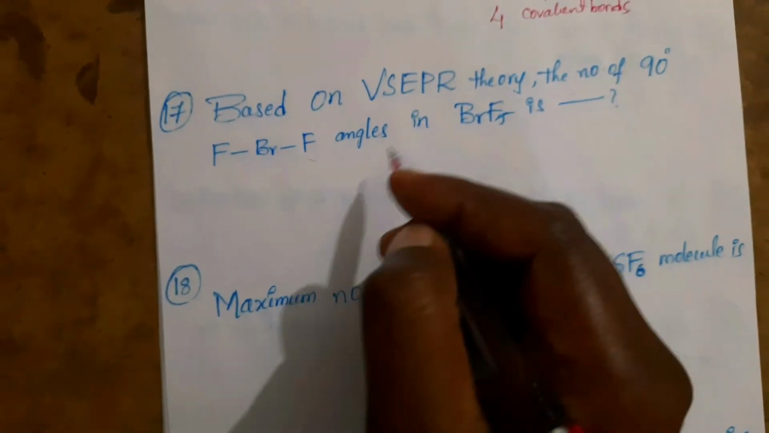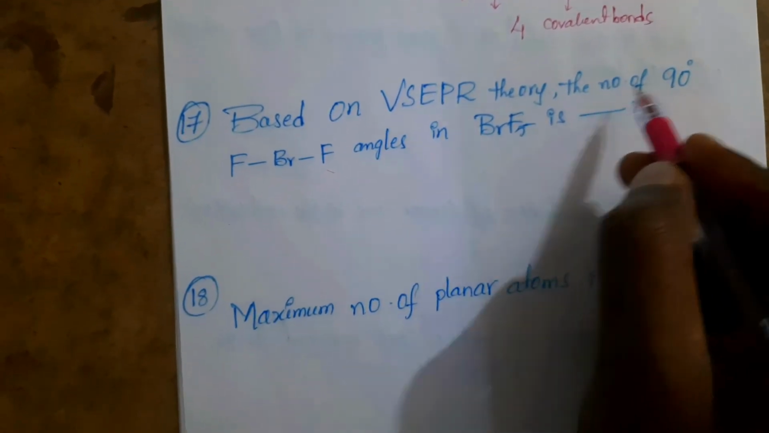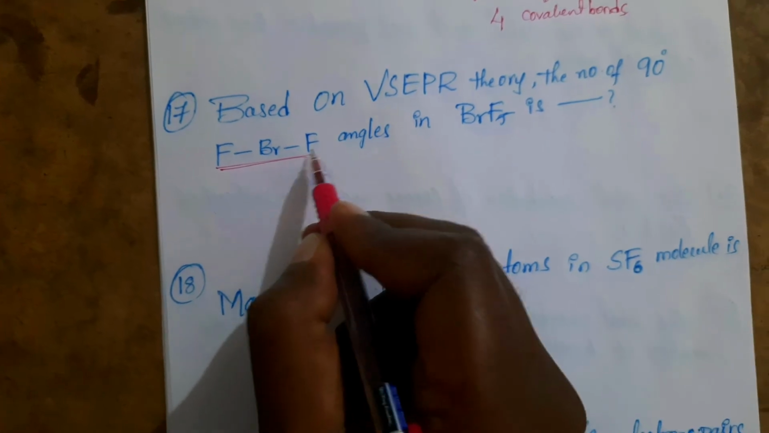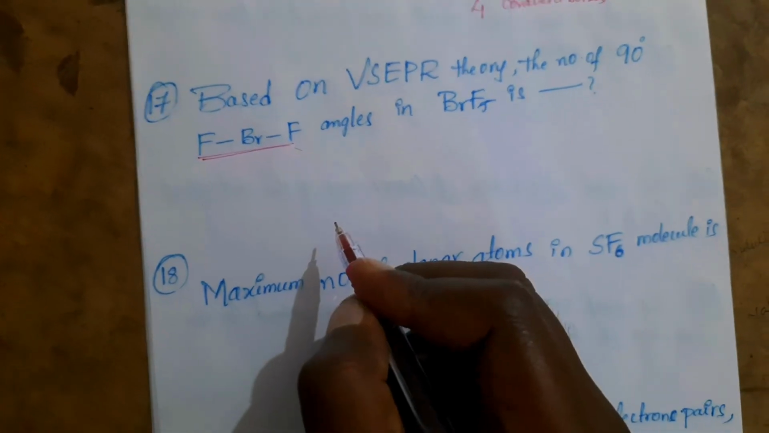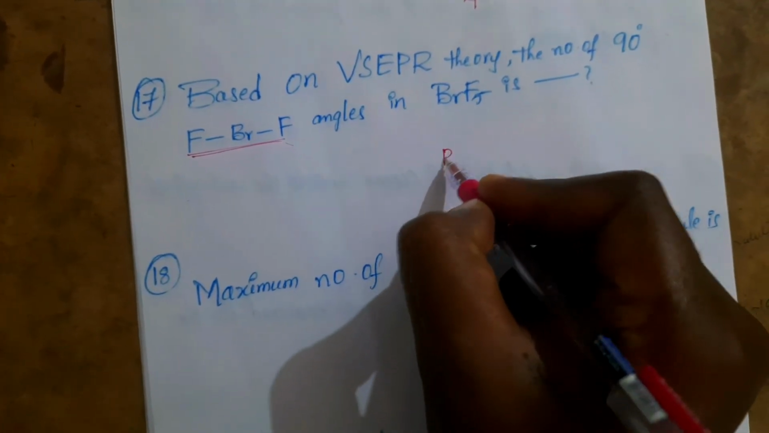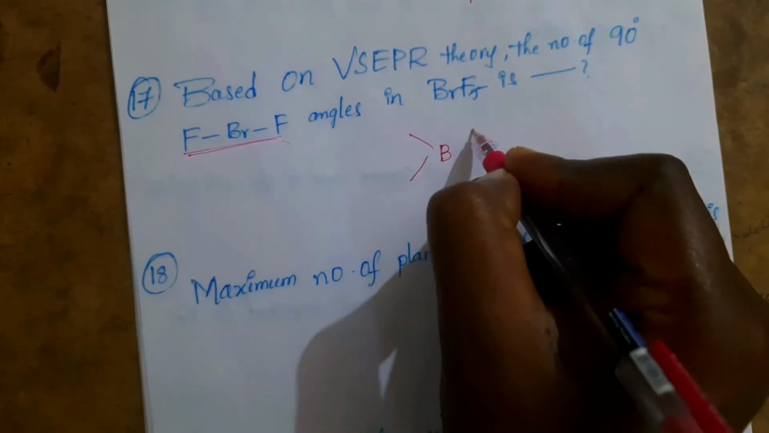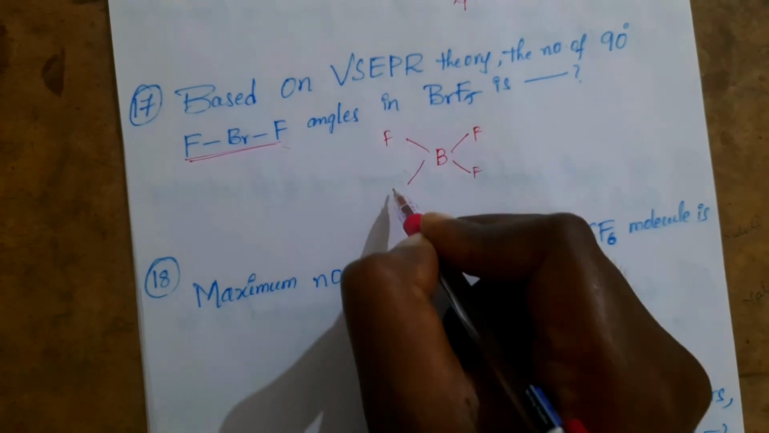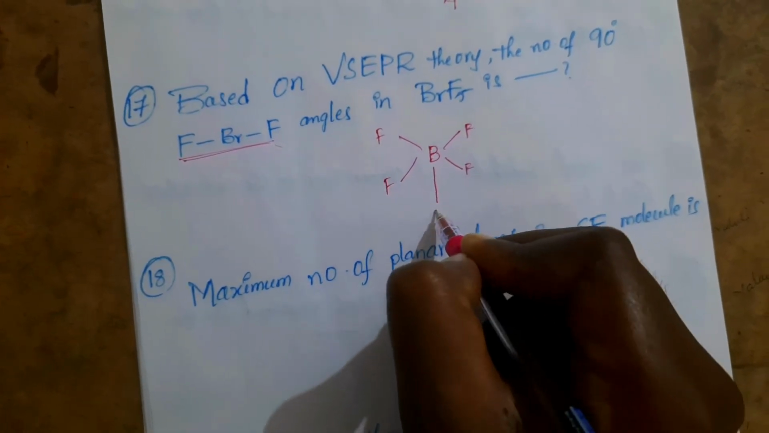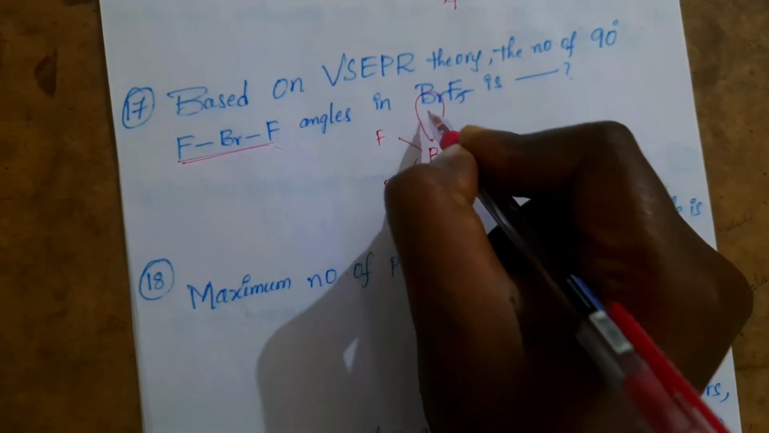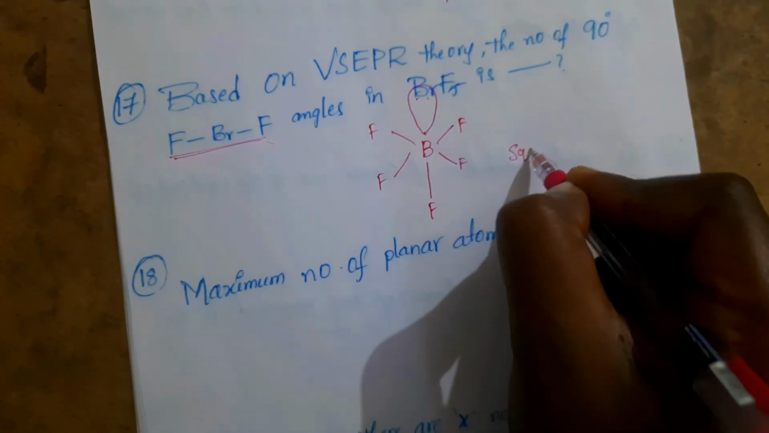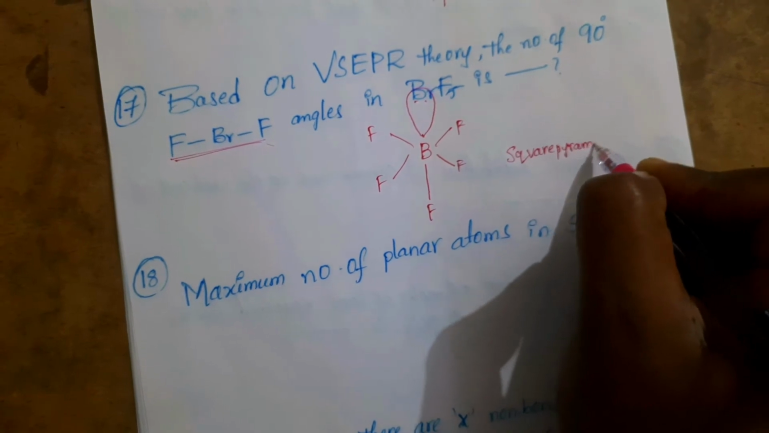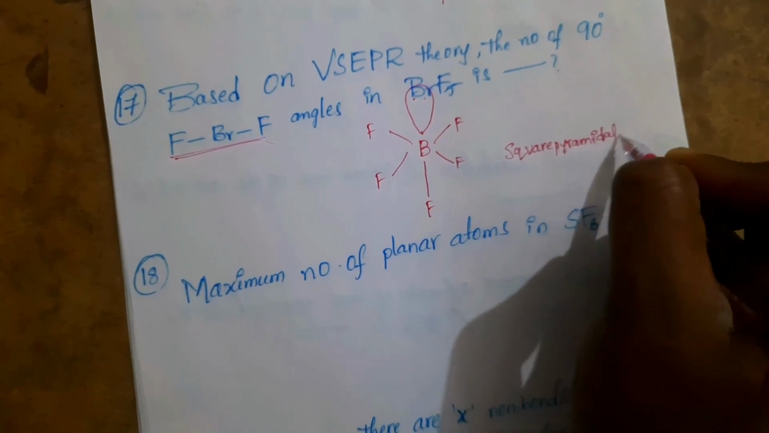Next one, based on VSEPR theory, the number of 90 degree angles present in Br-F angles in BrF5. Actually this is BrF5, no? It has a square pyramidal shape. So it is 5 fluorines and 1 lone pair, so it is square pyramidal. If it is octahedral, then it is having 90 degrees. But it is square pyramidal.